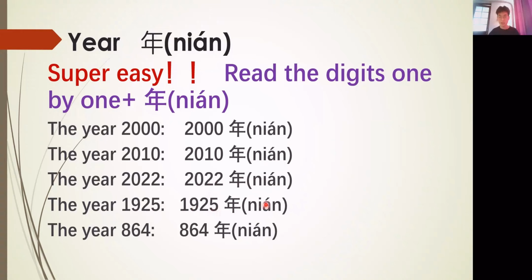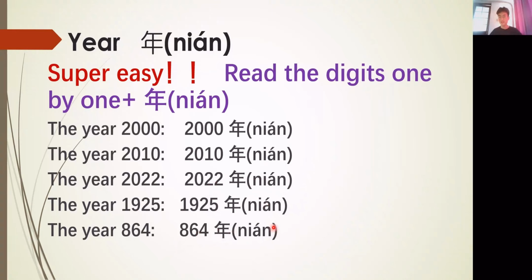1925年. So don't forget to say 年 at the end, because if you say 1925, we don't know what you are talking about, right? Because you have to say 年 at the end. It means year. So one more time. 1925年. Very good. And the last one here, 864, right? So it is 864年.